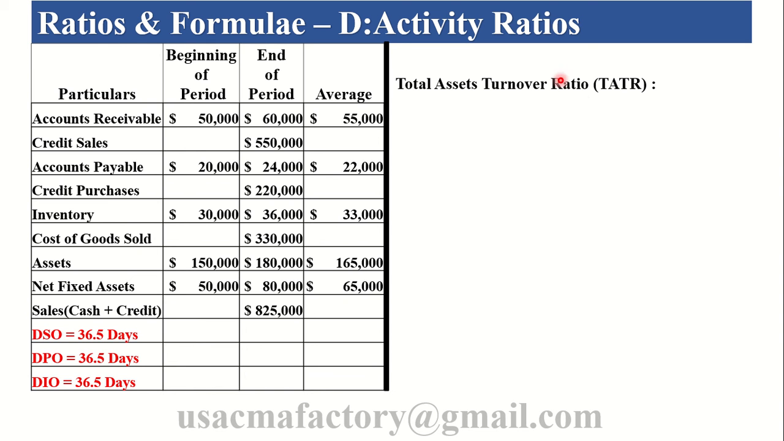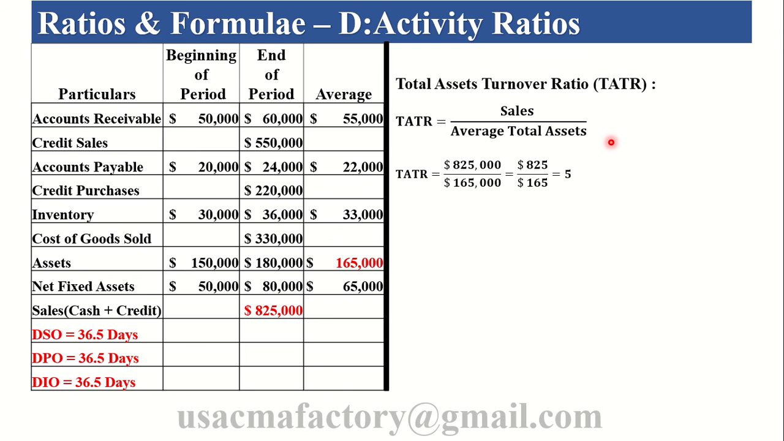Total assets turnover ratio, TATR, is equal to sales or revenues divided by average total assets. Sales 825,000, cash sales plus credit sales together, divided by average total assets 165,000 is equal to 5. Total assets turnover ratio is equal to 5.